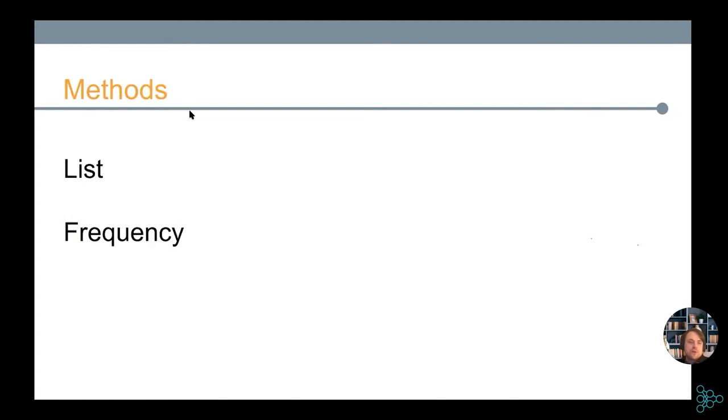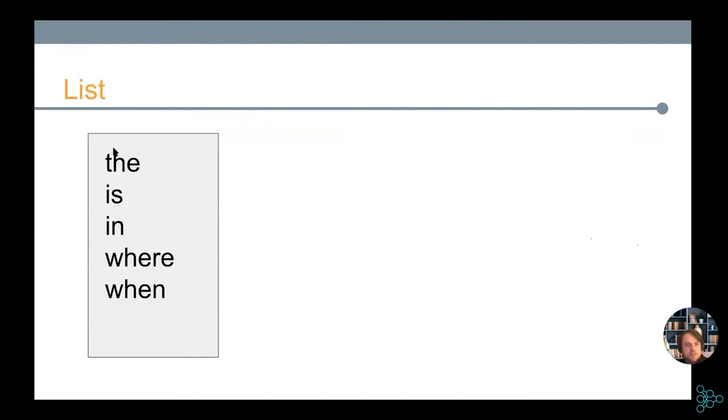You also have other methods. So you have a simple list of stop words. You can just remove any stop words that are in your list. Pretty easy thing to do. But you can also look at the frequency. The idea is that words that are too frequent or not frequent enough don't add any signal. So this is something you want to remove. Again, the list can be extremely simple, just a text file with all the words you want to remove.